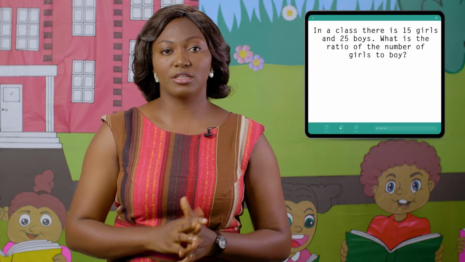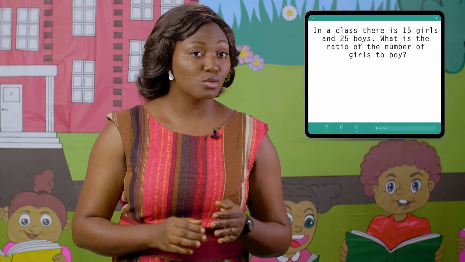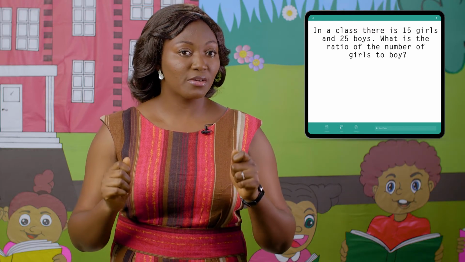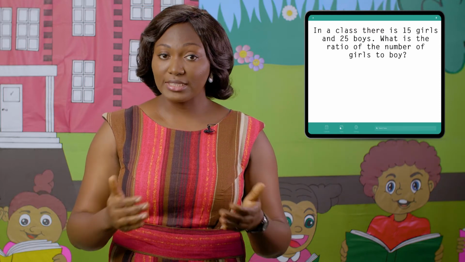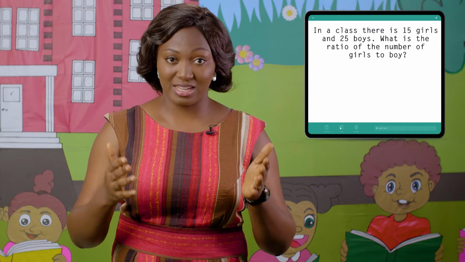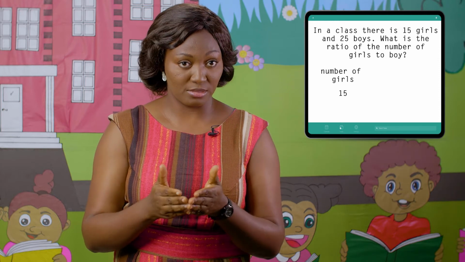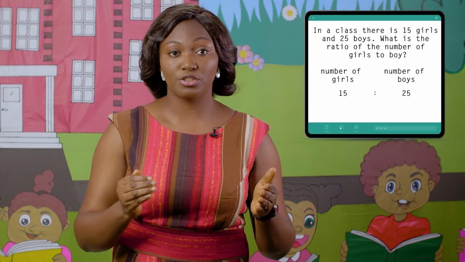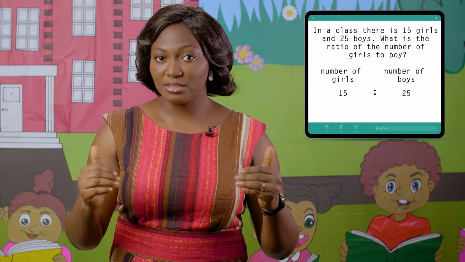For example, in a class, there are 15 girls and 25 boys. What is the ratio of the number of girls to boys? In the question, we see that the number of girls is 15 and the number of boys is 25. To write out this ratio, we simply write out the numbers as they were given. That is, number of girls, 15. Number of boys, 25. So we say 15:25. We could simplify because this can be divided further.